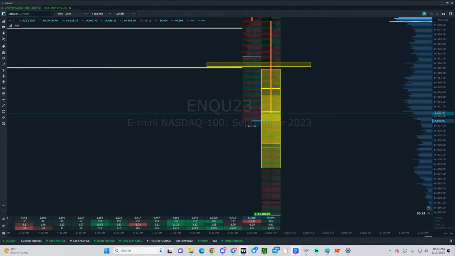ES of 26. Let's see if we can get to 20. 20 would be close to this area here in the NQ. This is the time to do it if it's gonna do it.